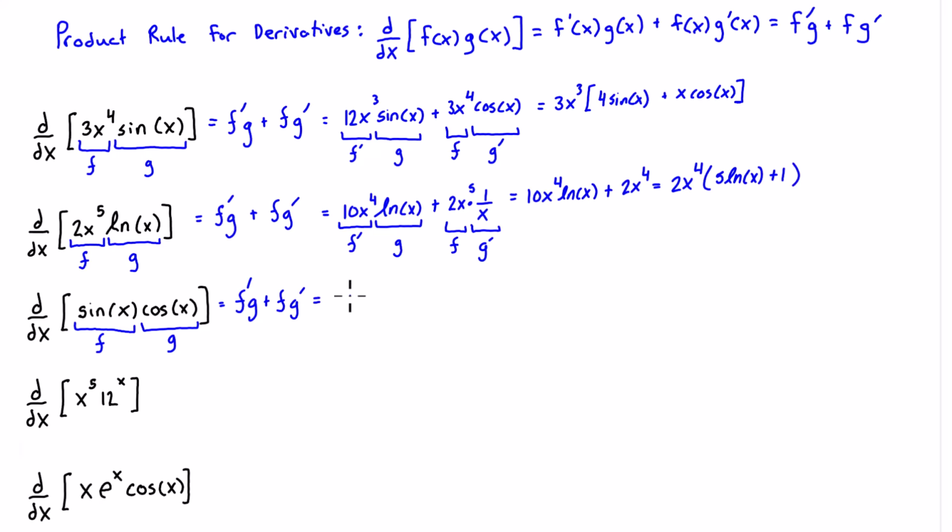All right, let's go through this really quick. The derivative of sine of x, which is f, is cos of x. Then we multiply that by g, so that's times cos of x. And then the second part over here, we multiply by f, which is sine of x. And the derivative of g, so the derivative of cos, is actually negative sine of x.